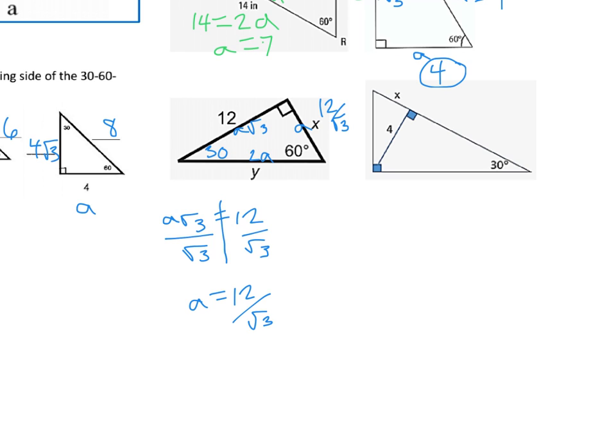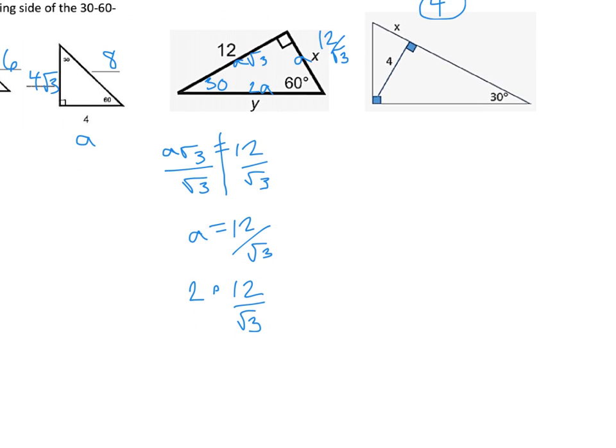And now we need to figure out y still, which is just 2 times A. So we do 2 times 12 divided by the square root of 3, which is just 2 times 12. So 24 divided by the square root of 3. That's A times 2 there. So then this side here is 24 divided by the square root of 3. And that was that one.